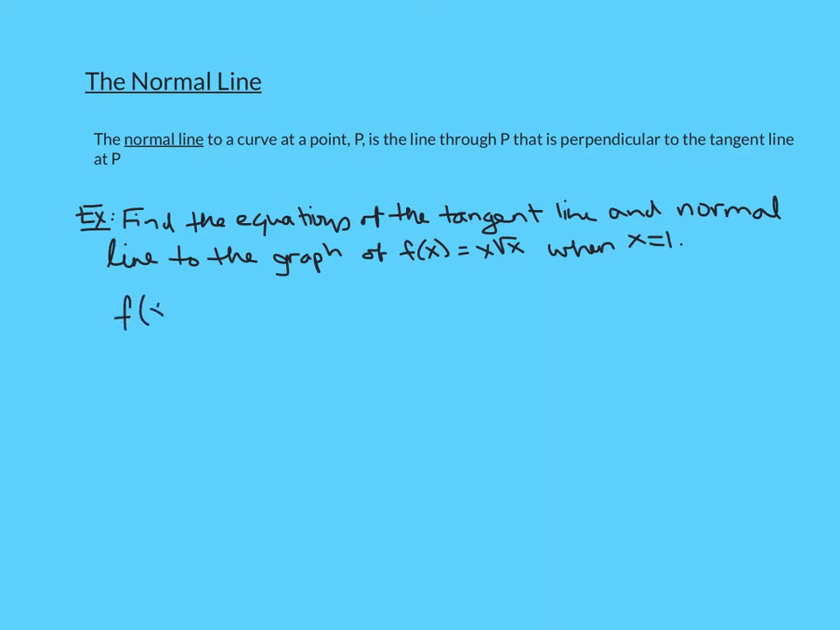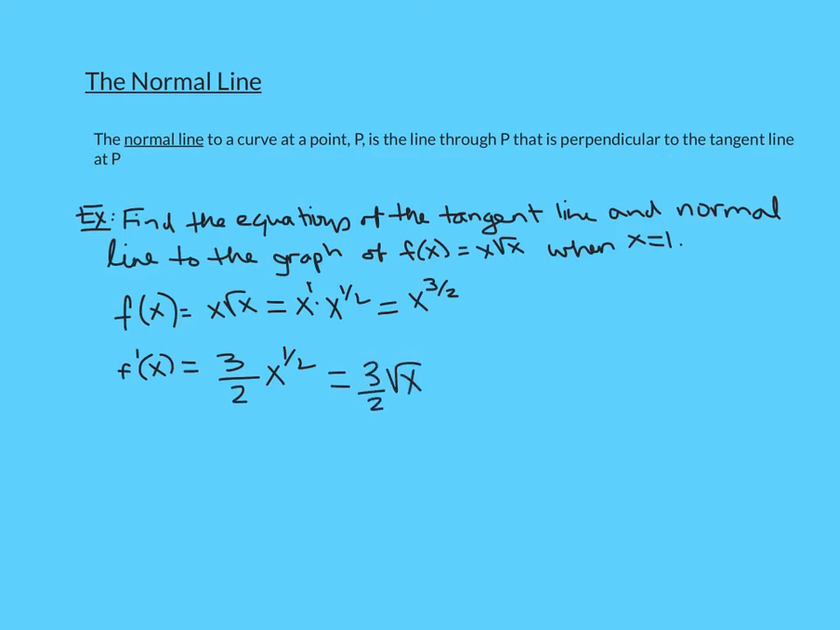So we have f of x is equal to x radical x. In order to take this derivative, you probably are going to want to rewrite this. This is the same thing as x times x to the 1/2. And remember, you're going to add exponents. We have x to the 1 times x to the 1/2. That is going to give me x to the 3/2. Now I'm going to take my derivative, and that gives me 3/2 x to the 1/2, which is the same as 3/2 times the square root of x.